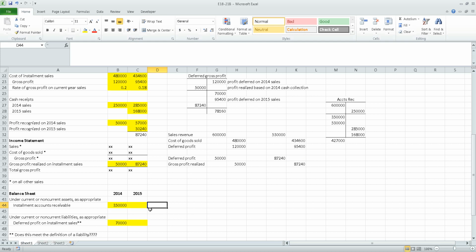Over on the balance sheet, we're going to drop in the balance of our installment receivable, which we previously determined here to be $427,000. And we're going to drop in here under the liability section of the balance sheet the balance in this deferred profit account of $78,160.